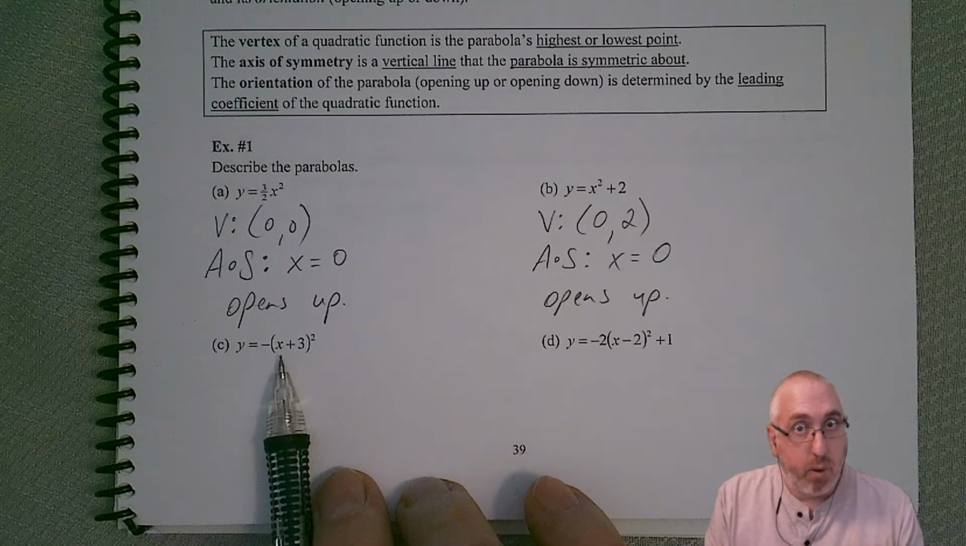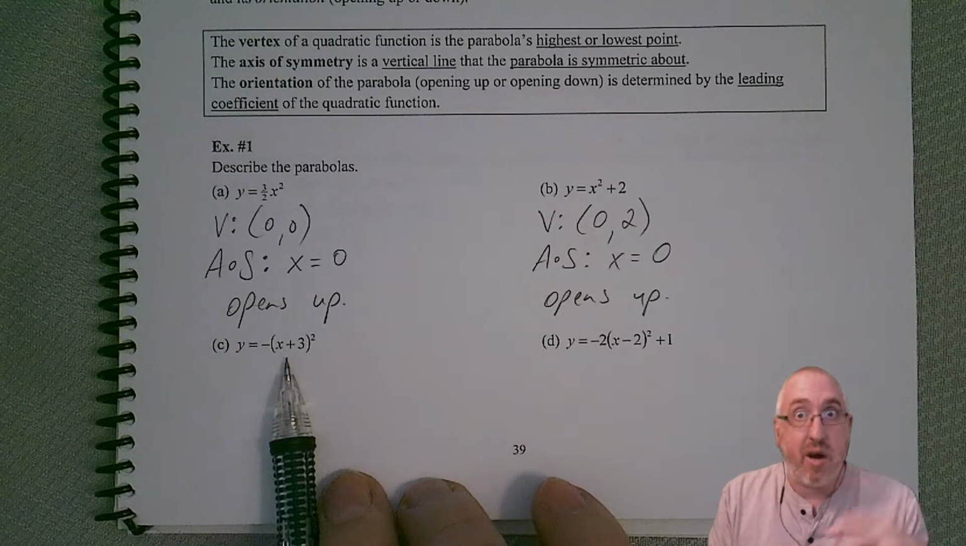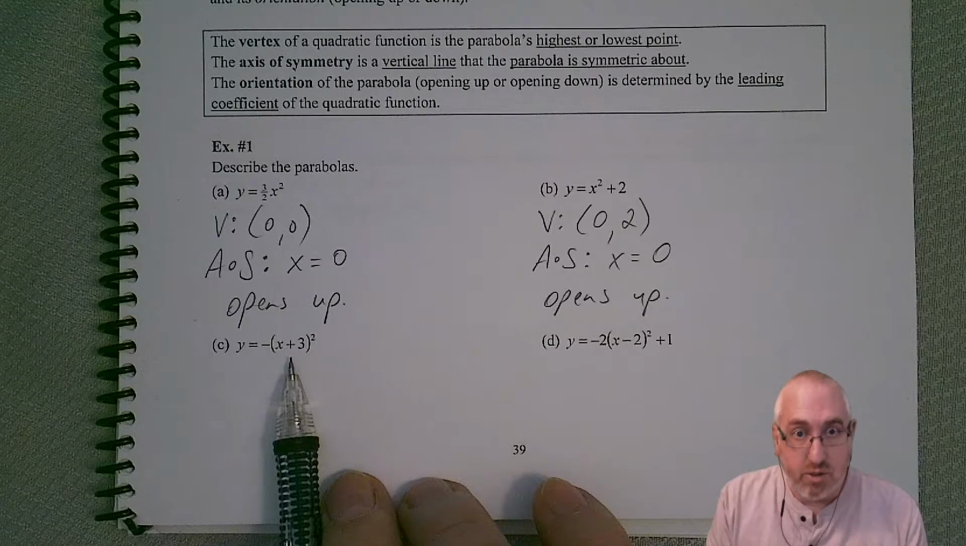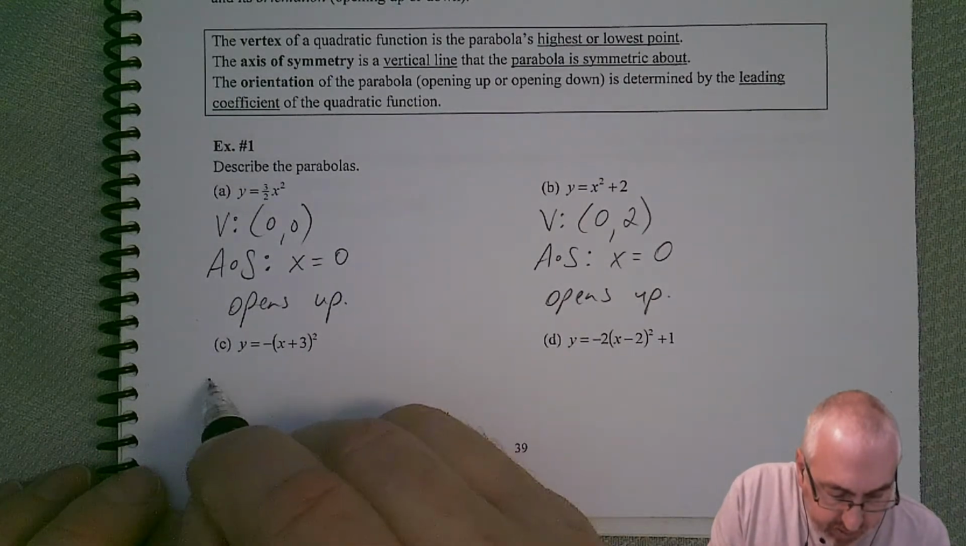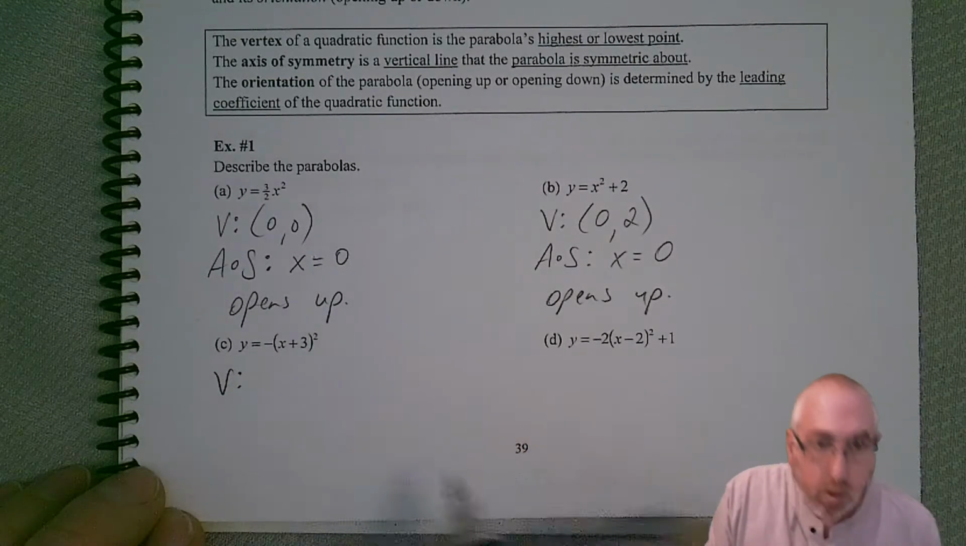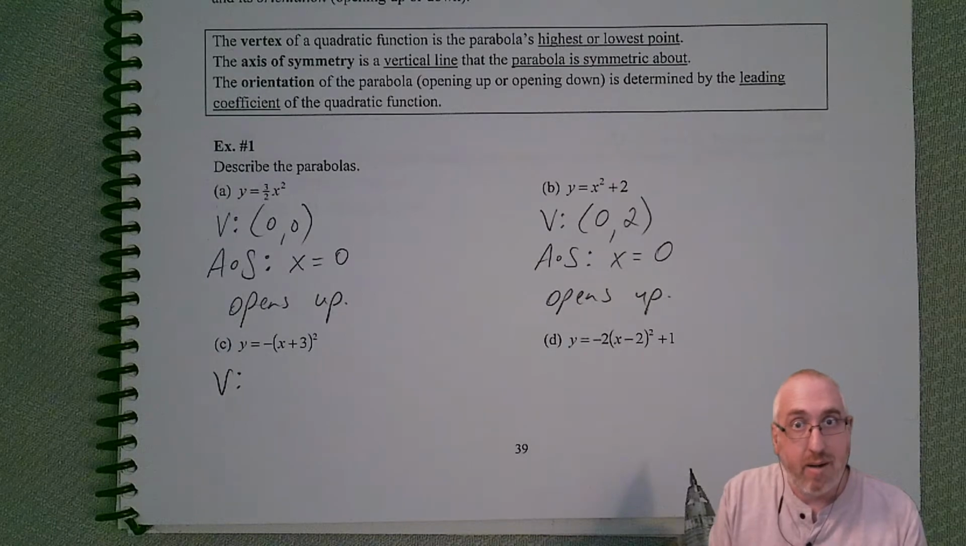So we said that before. When it modifies the value of x, it's a horizontal shift. If it modifies the entire function, then it's a vertical shift. So in this case, we know it's a horizontal shift. And just be careful that you go the right direction. Which way is this moving? To the left or to the right?